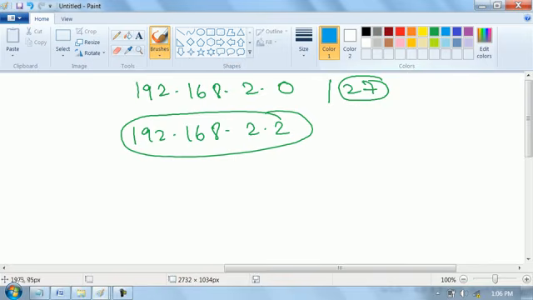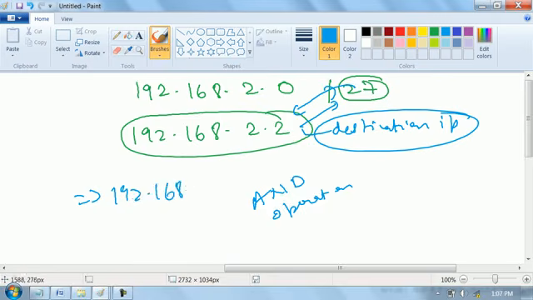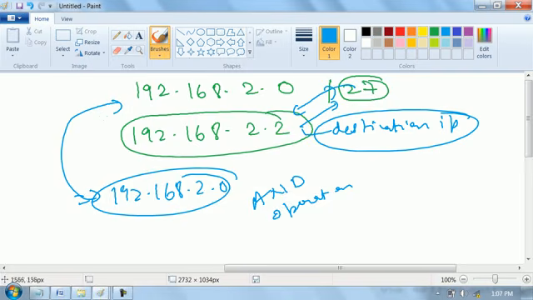Agree? My destination IP and its own subnet mask. What router will do? Router will apply AND operation. What network ID router will get? Same as this. It means this IP address belongs to which network? This network. Clear? क्या किया राउटर ने?